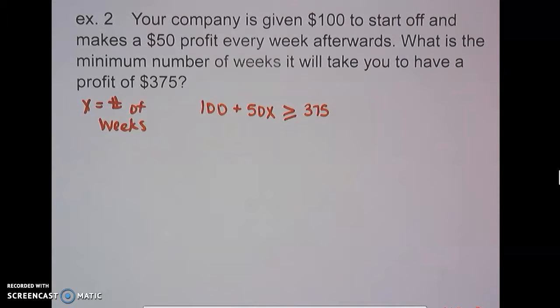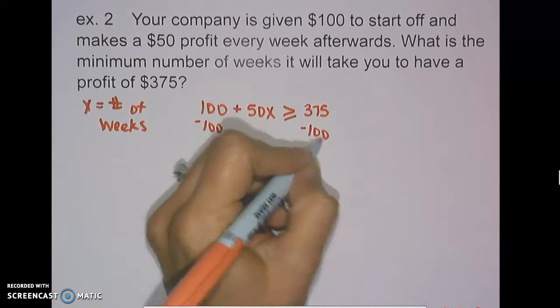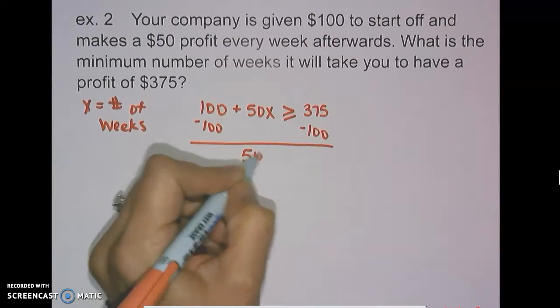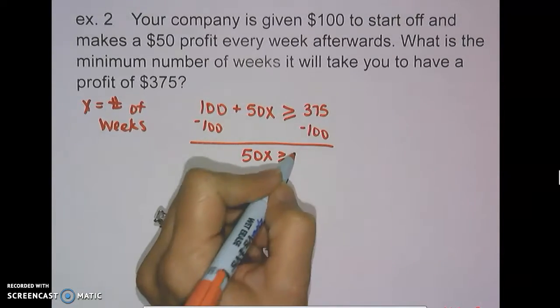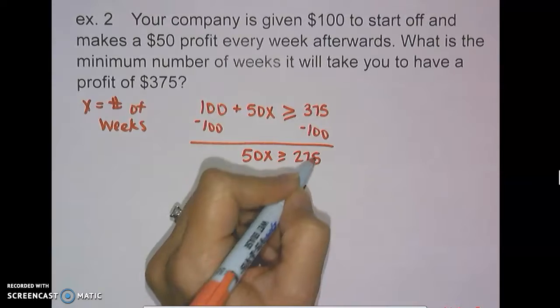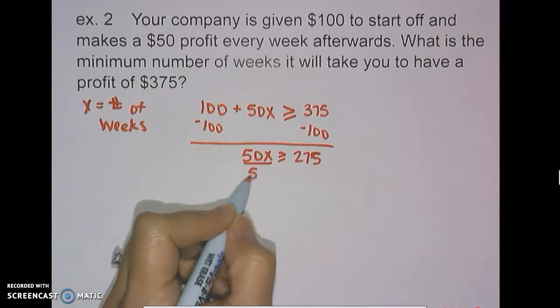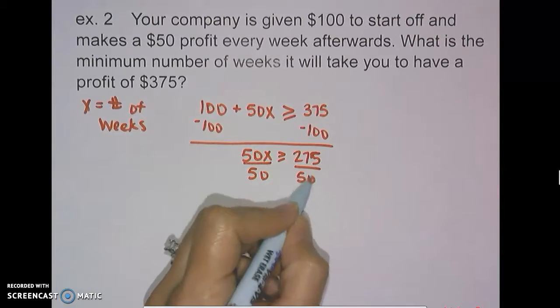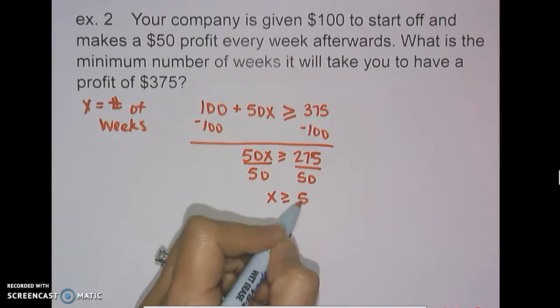Now we're going to solve for X. So we're going to subtract 100. And we get 50X is greater than or equal to 275. And then we're going to get X by itself still. So we're going to divide both sides by 50, and x is greater than or equal to 5.5.